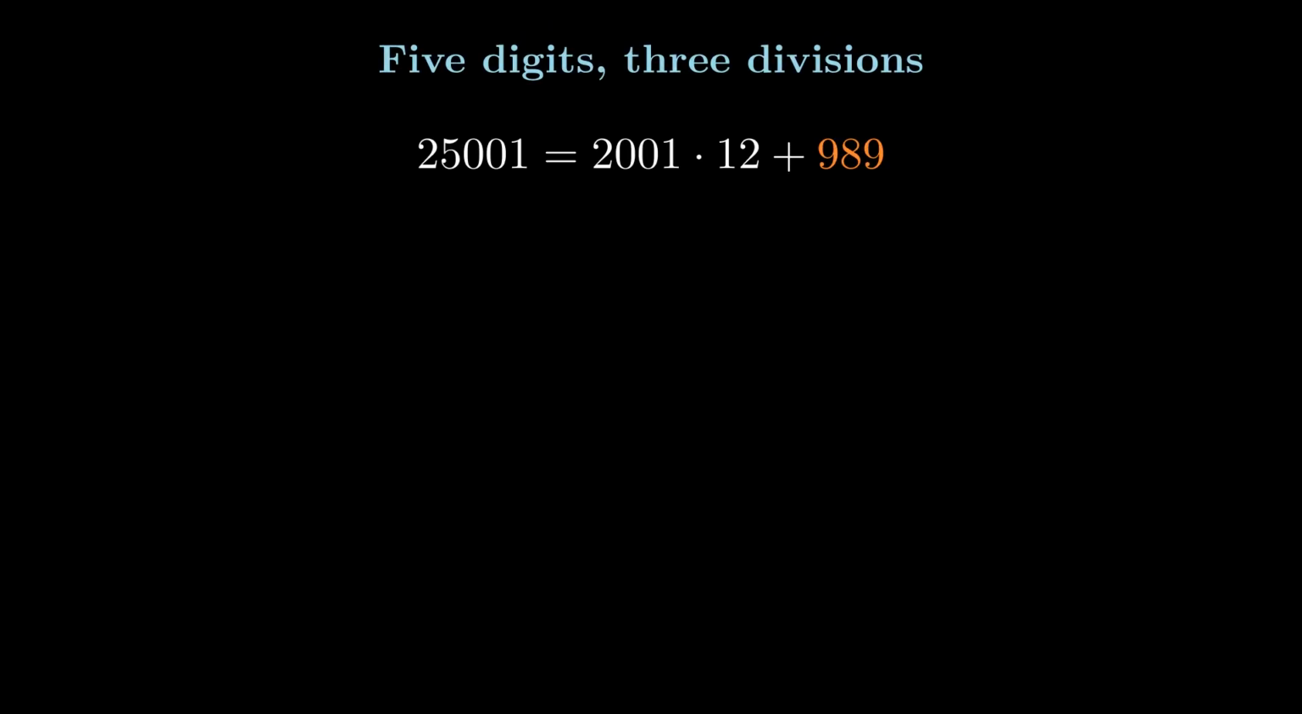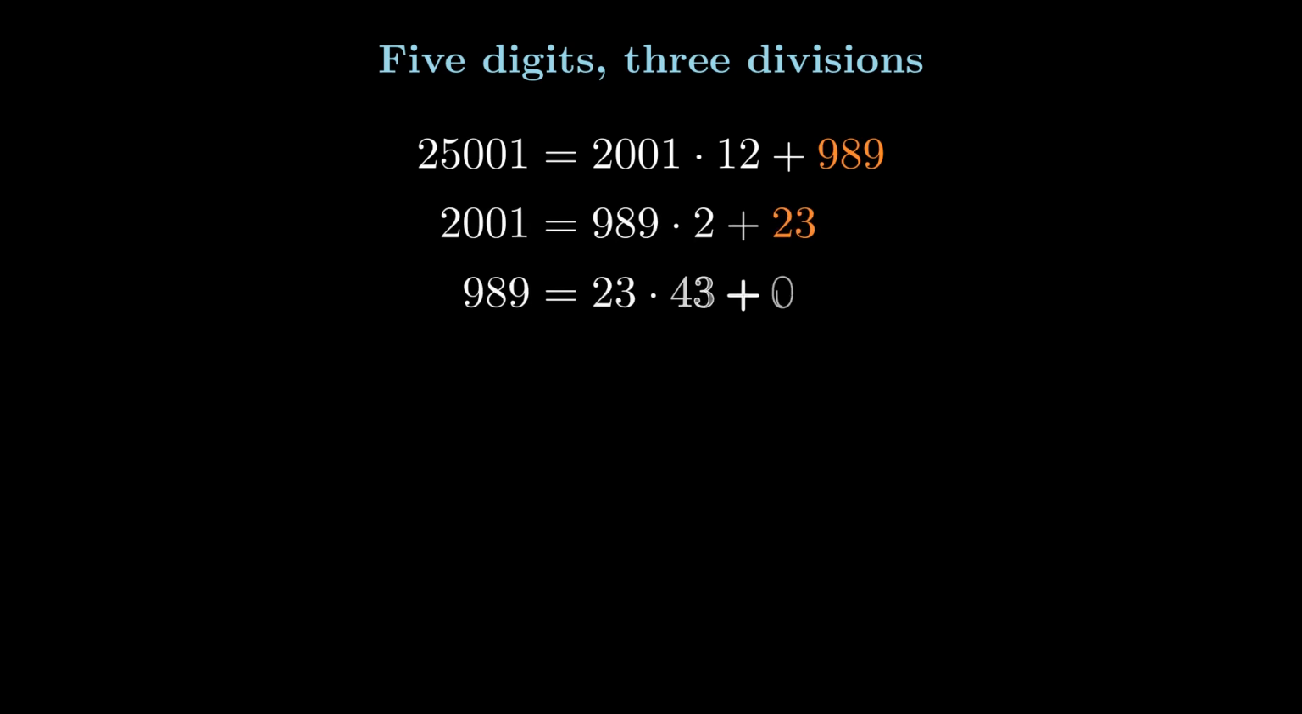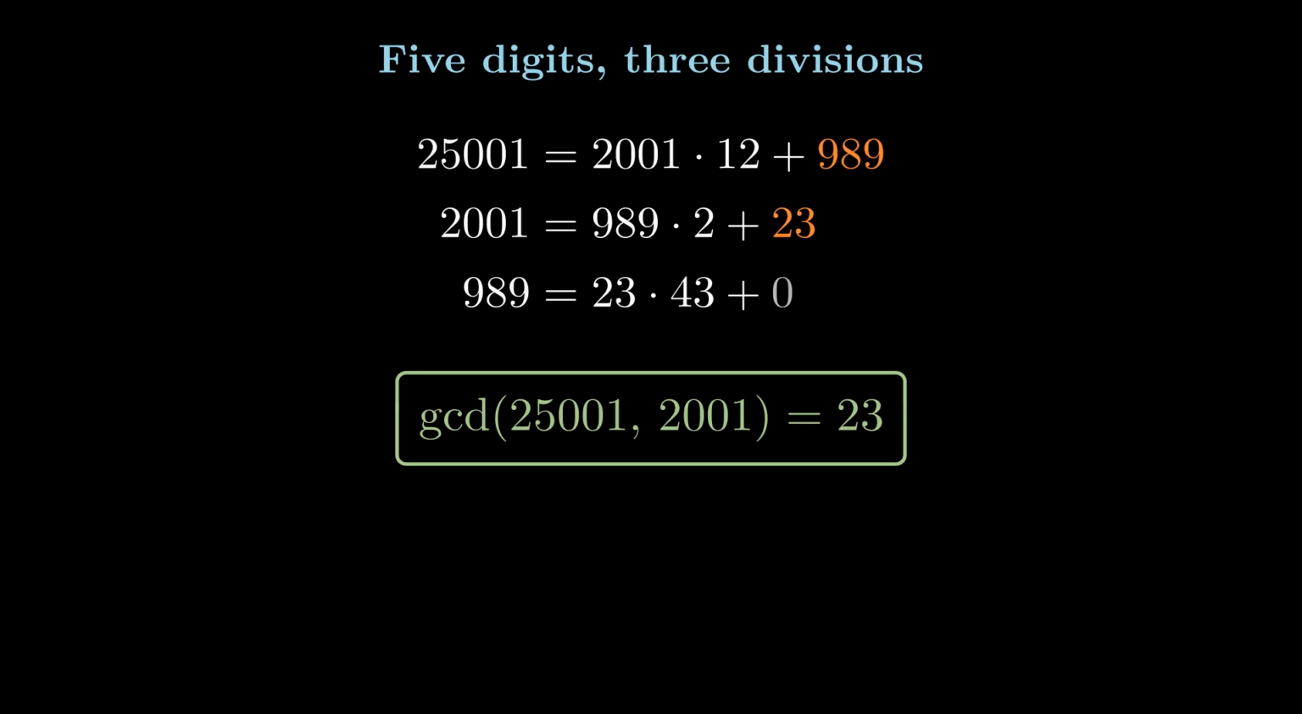Try a larger one from the Mandelbrot competition, 25,001 against 2001. 3 divisions give us a remainder of 989, then 23, then 0. The greatest common divisor is 23.